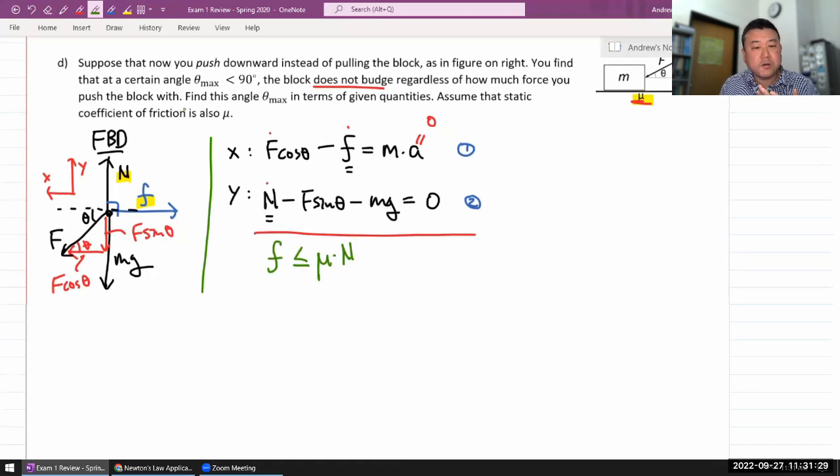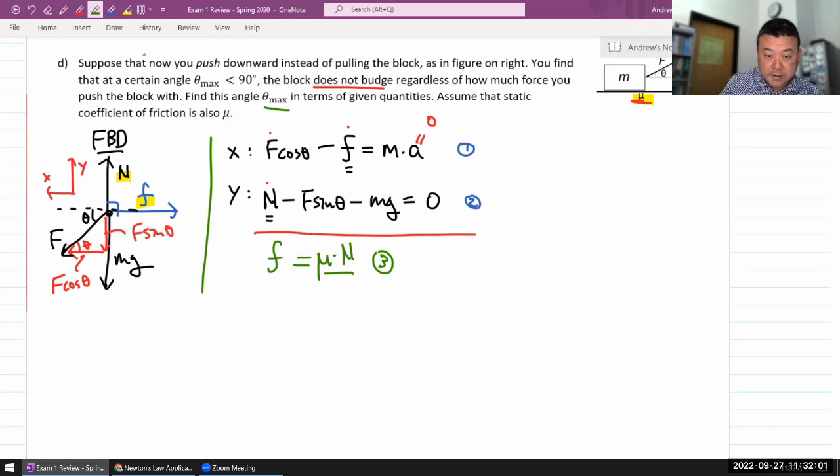Now, let's say we are looking for an extreme case. This theta max being the threshold where something begins to happen or begins to not happen. So under that condition, we can say we are looking for a situation where my friction force is equal to that maximum value. So this is my third equation. So I have three equations and three unknowns, I think we should be able to solve it.